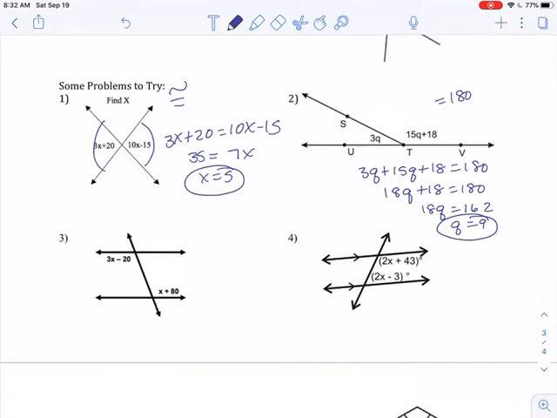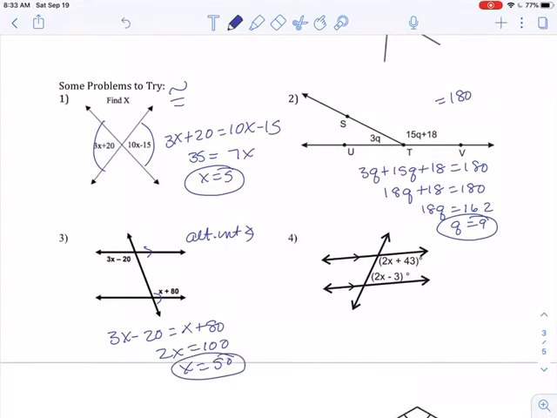Number three, on the test they'll be told to you, the symbol for parallel is these two little sort of greater than signs. So if those lines are parallel, then the angles right here are alternate interior angles. Remember, alternate interior angles are equal to each other. So I'm setting those equal to each other. I'm going to subtract x, add 20, divide by 2, and x equals 50.